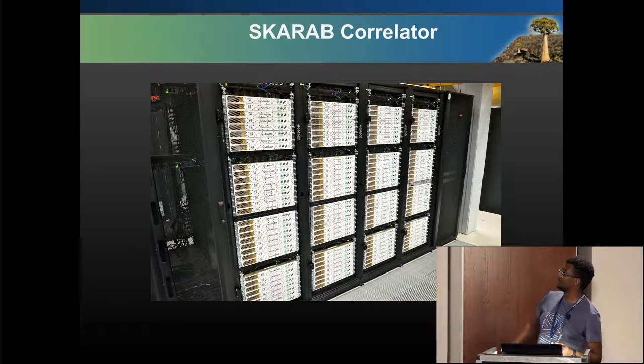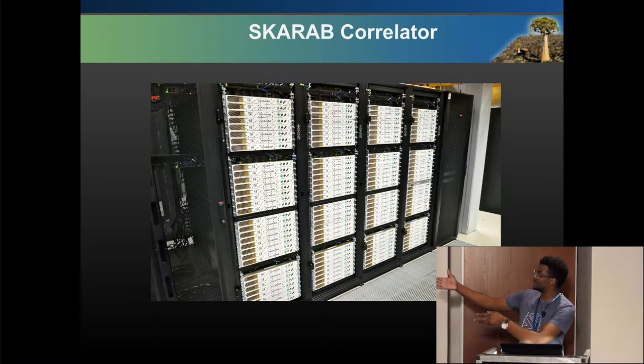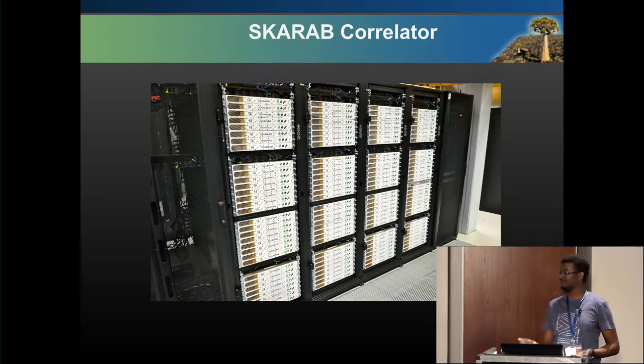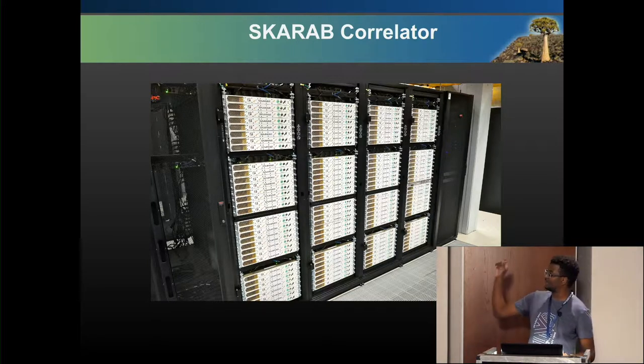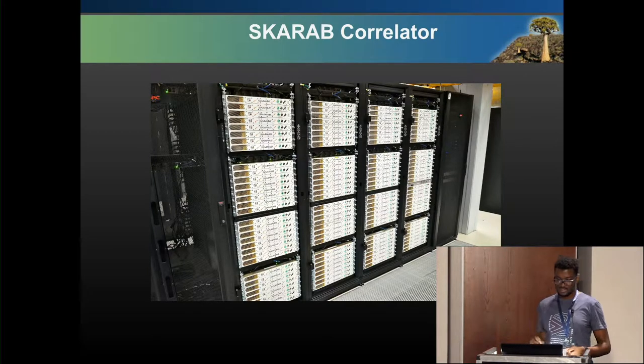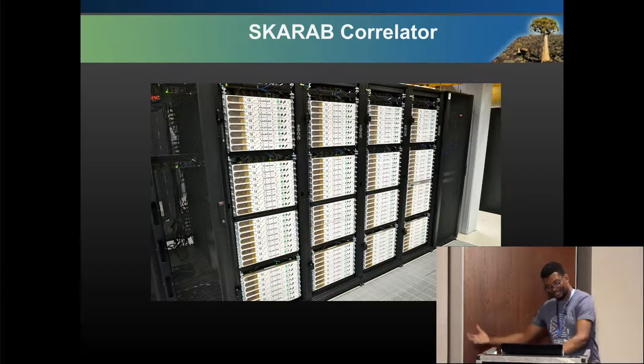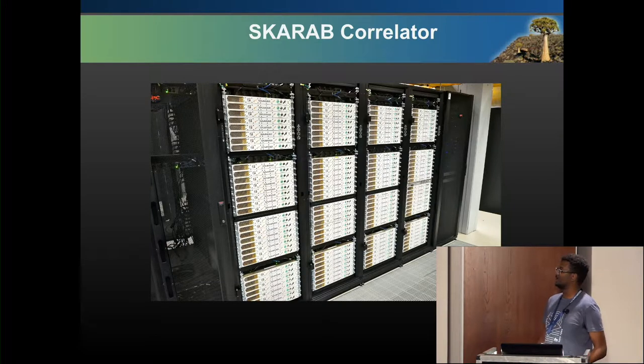What you see there is our rack, so that's what makes a correlator. You've got FPGA boards, I think it's Xilinx Virtex-7 FPGAs, in each and every board. All of these do the correlation of the data and spew it out to 40 gig Ethernet switches. The data rate is very high, and capturing just a single accumulation is pretty intense.